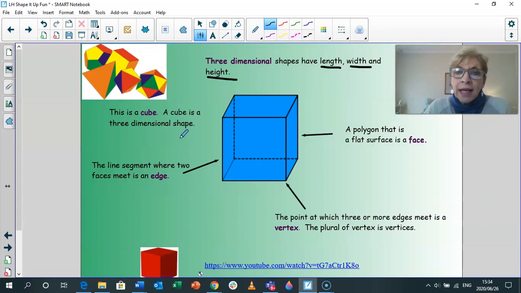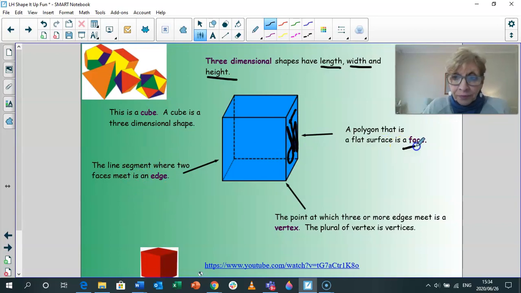All right, it is a polygon, because any shape that has three or more straight sides and is a closed shape is a polygon, with at least three straight sides. And a polygon that has a flat surface is a face. So here is a face, right? That is what a face looks like.